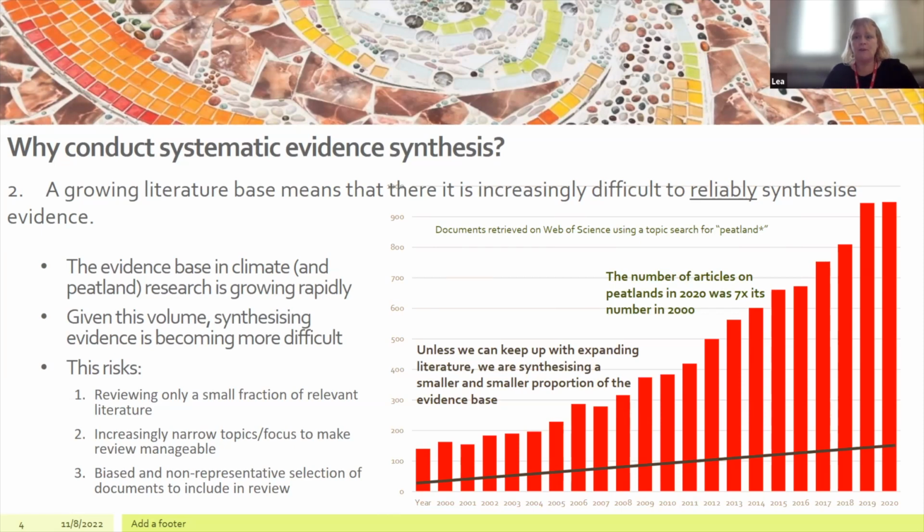So when there are reviews, what people end up doing is either they're only looking at a small fraction of the relevant literature just because they're only accessing a few things that they know or whatever's convenient to find, or we're forced to narrow our topic. So we're looking at all relevant literature, but our topic has to be so small in order for it to be manageable. Or we end up with just a biased, non-representative sample of the literature. And so we're getting to the point where a growing literature base means that we have to have a culture of evidence synthesis in order to be able to say that we're making reliable reviews in many topics.